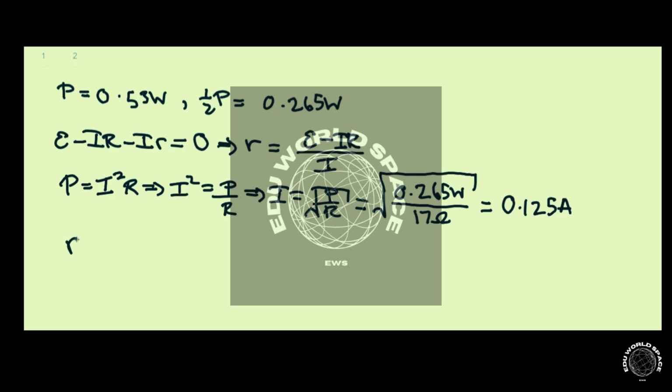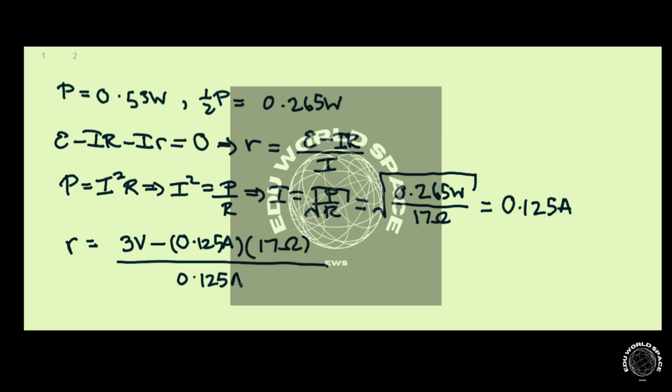And now that we have this current, we can find the internal resistance, the combined internal resistance of the two batteries. So r is equal to, well, the total here is 3 volts, right? Because we have two 1.5 volt batteries. So 3 volts minus 0.125 amperes times 17, divided by 0.125 amperes. And once we calculate this, we'll find that the internal resistance is 7 ohms.